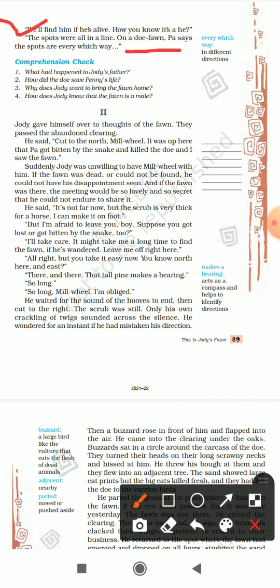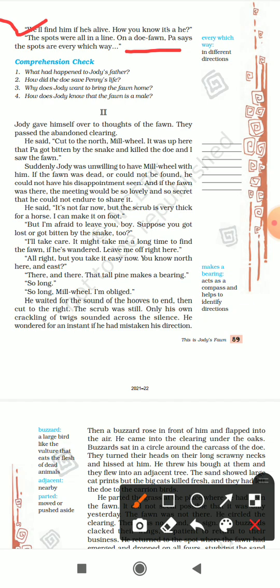Then Millville asked Jody, how do you know that the fawn is a he? Then Jody told him that the spots were all in a line on the body of the fawn. That's why he knows that it is a he, because on the body of a female fawn, the spots were everywhere, meaning they were not in a line, and that's why he is able to know that the fawn is a male.